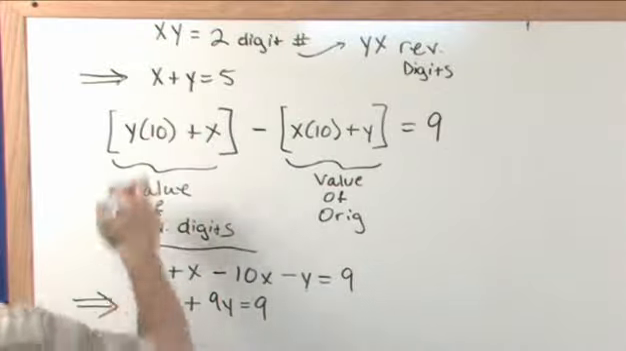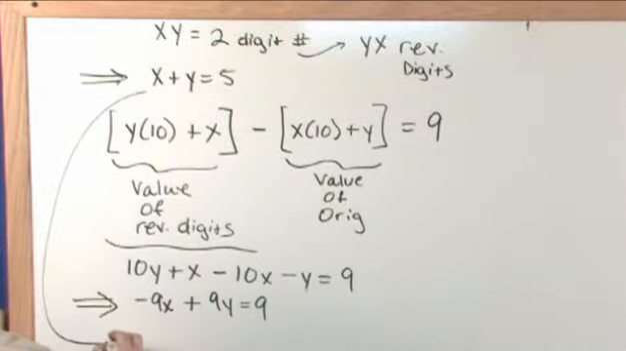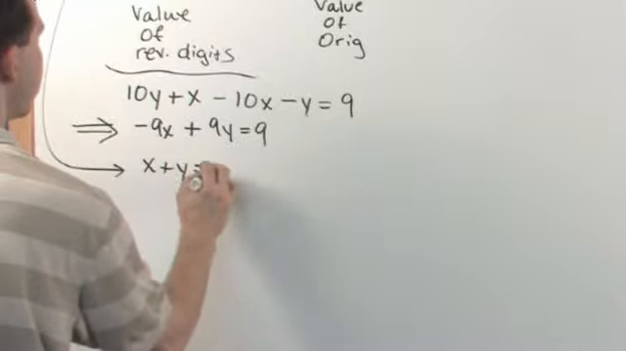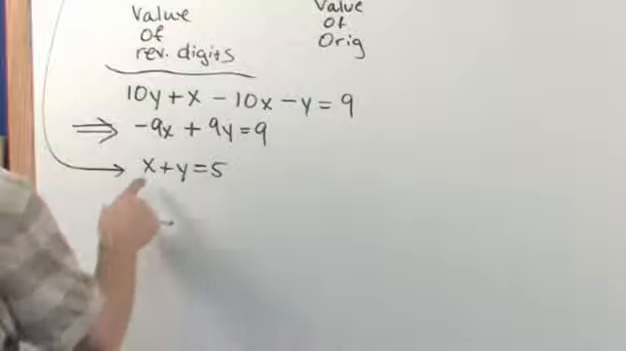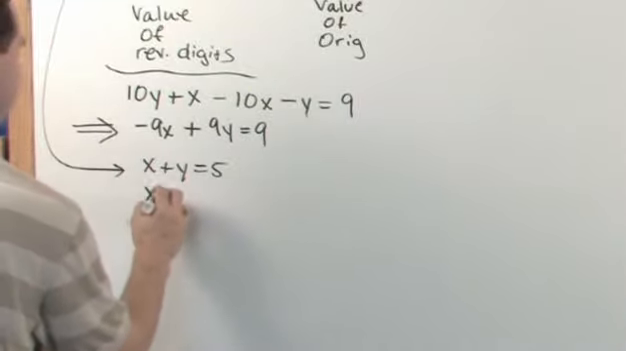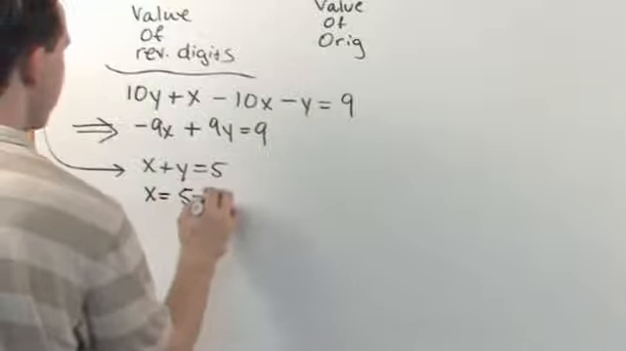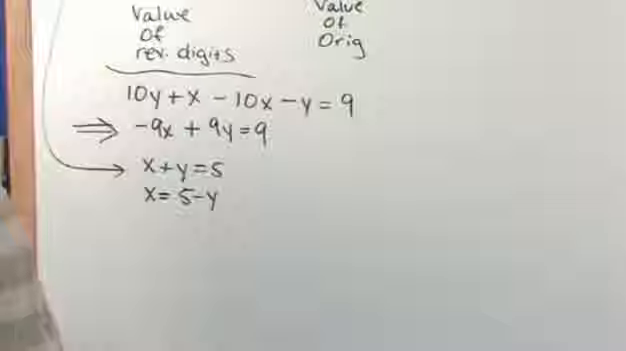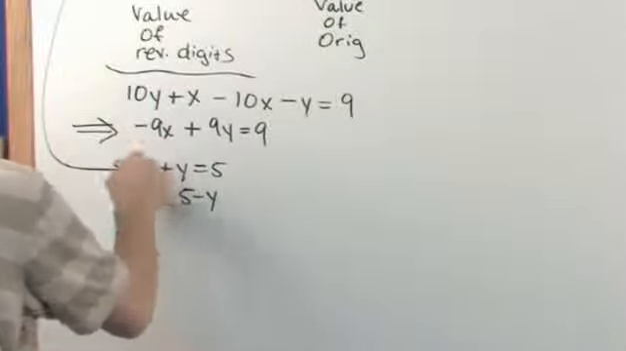Our other equation, bringing this down here, is x plus y is equal to 5. Now let's solve for x because I'm going to plug it into our other equation. x is going to be equal to 5 minus y, just subtracting the y from both sides. Now let's take and plug this x into here.